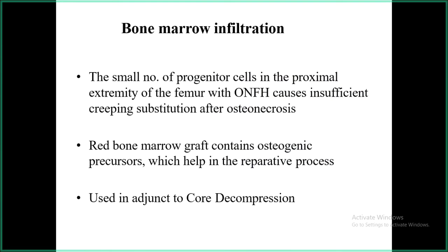Bone marrow infiltration. The small number of progenitor cells in the proximal extremity of the femur with osteonecrosis causes insufficient creeping substitution after osteonecrosis. Red bone marrow graft contains osteogenic precursors which help in the reparative process. This is used as an adjunct to core decompression.